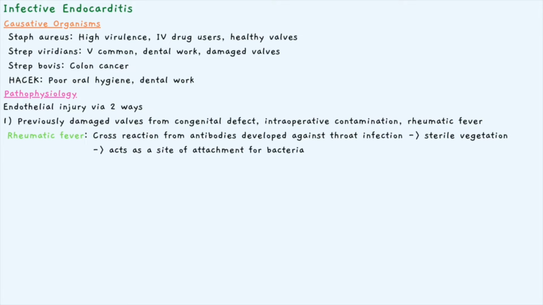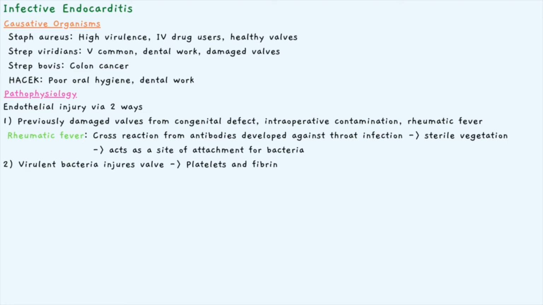So the patient may have got a strep throat infection, develop antibodies to fight off the strep infection, but unfortunately, these antibodies get confused and also attack the heart valve, leading to a reaction there. And this is known as a sterile vegetation because there's not yet an infection at the valve. But this vegetation acts as a site of attachment for bacteria.